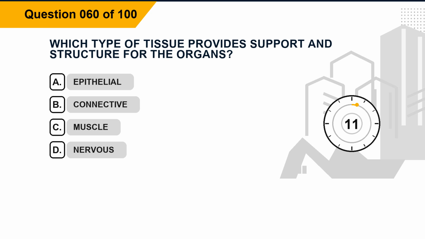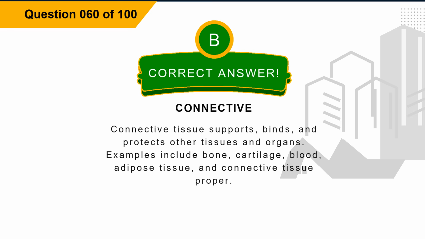Question 60. Which type of tissue provides support and structure for the organs? Option A, epithelial. Option B, connective. Option C, muscle. Option D, nervous. The correct answer is option B, connective. Explanation. Connective tissue supports, binds, and protects other tissues and organs. Examples include bone, cartilage, blood, adipose tissue, and connective tissue proper.